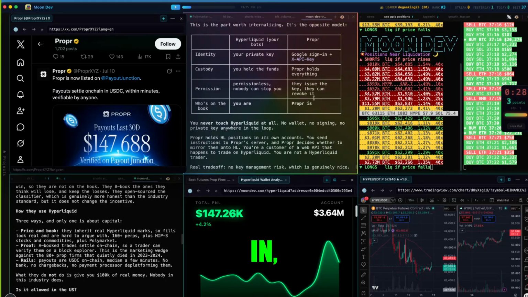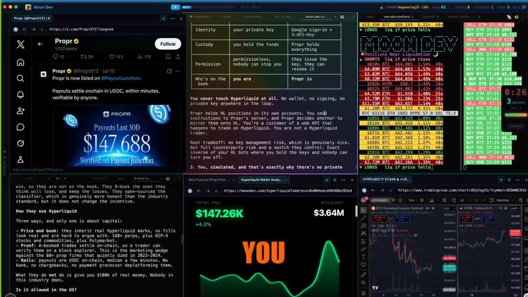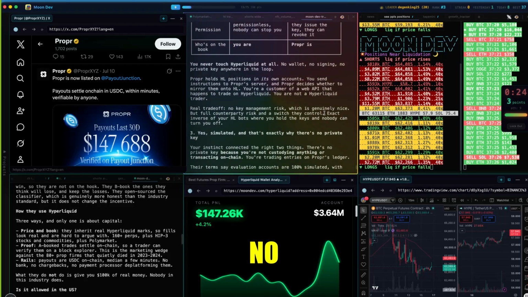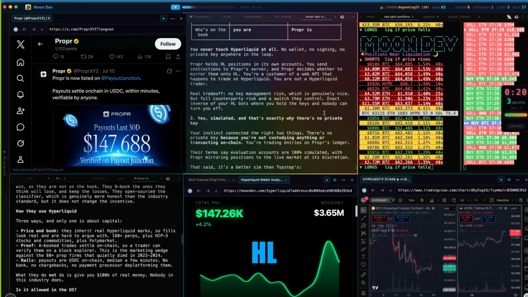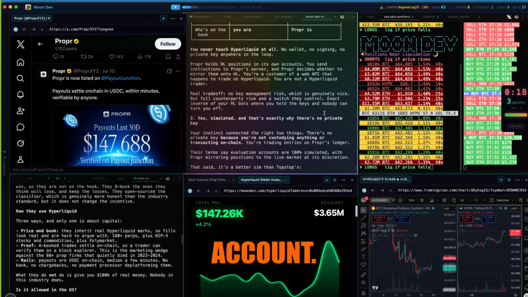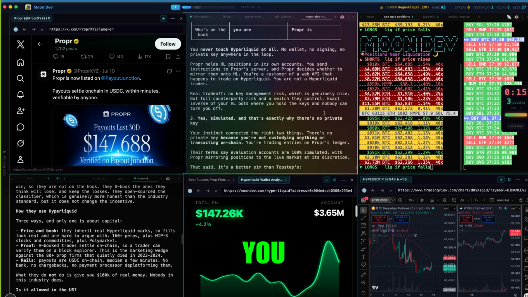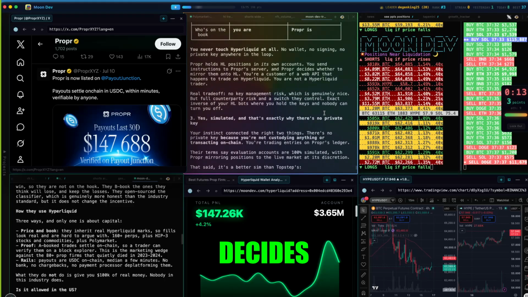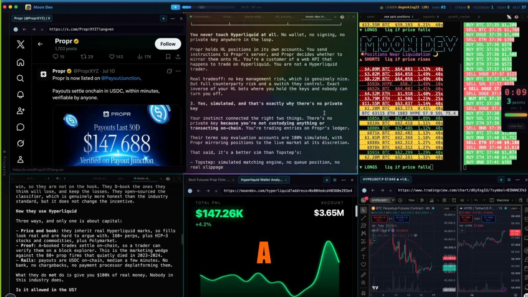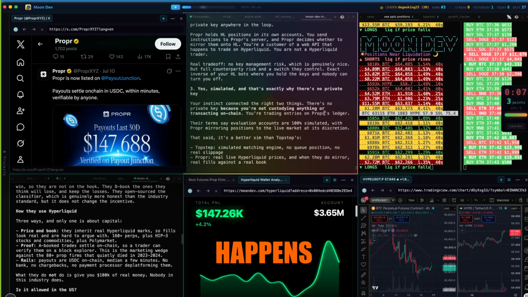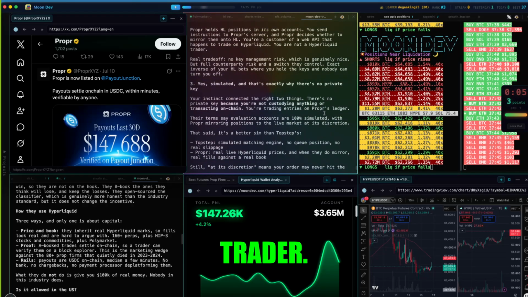So you Google sign in, Proper holds everything, they issue everything. You never touch Hyperliquid at all. No wallet, no signing, no private key anywhere in the loop. Proper holds HL positions in its own account. You send instructions to Proper's server, and Proper decides whether to mirror them on HL. You're a customer of a web API that happens to trade on Hyperliquid. You're not a Hyperliquid trader.